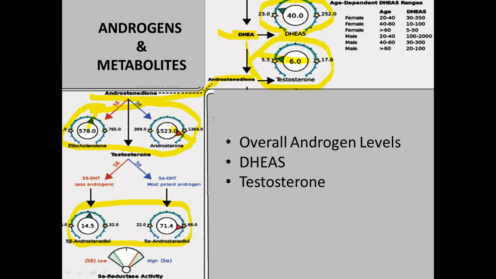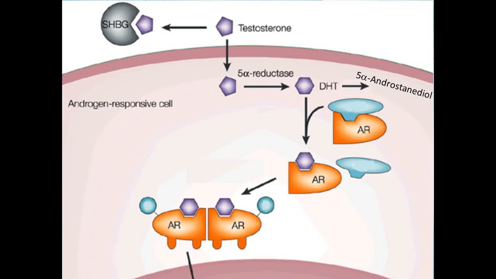But beyond those two, we want to look at DHT production, and this is what adds extra value to this test, but also some complexity. DHT, you can see it here on this schematic, is the most potent androgen, which is why it's relevant. Now we measure it, and you'll see it on page 1 of the comprehensive reports, but it's not a great marker for its own production, and here's why.